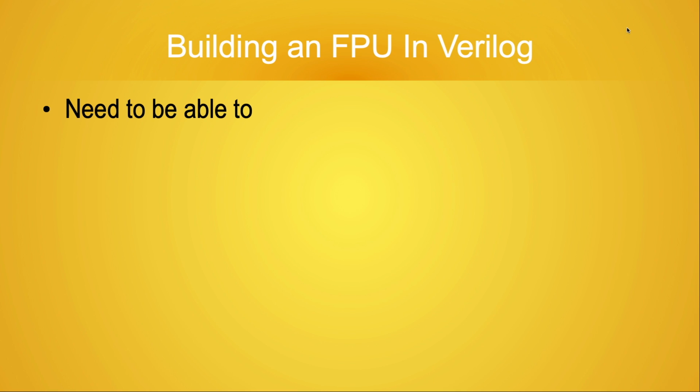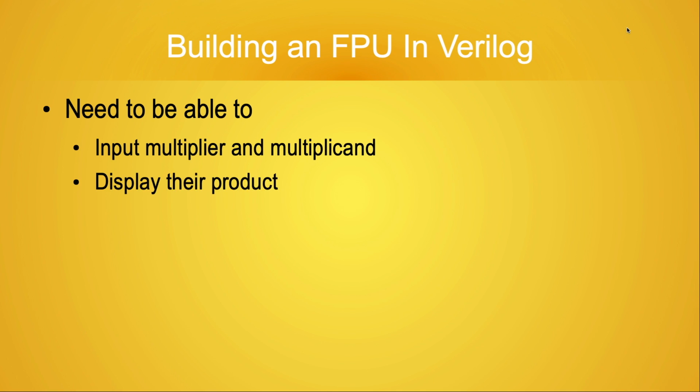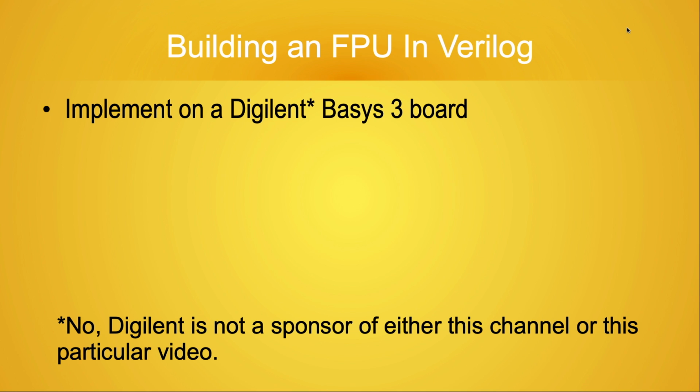In order to use the floating point multiply code, I needed to create an environment which allows me to enter the data for the multiplier and the multiplicand and display their product. In addition, I wanted to display the multiplier and the multiplicand values so I could confirm that the data had been entered correctly. I implemented the code on a Digilent Basys 3 board. This board uses a Xilinx Artix-7 FPGA.